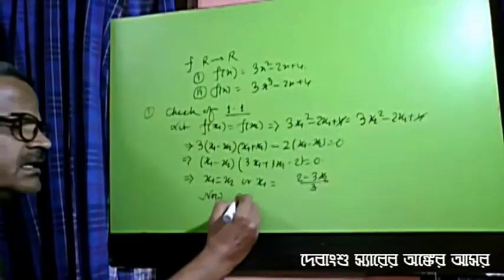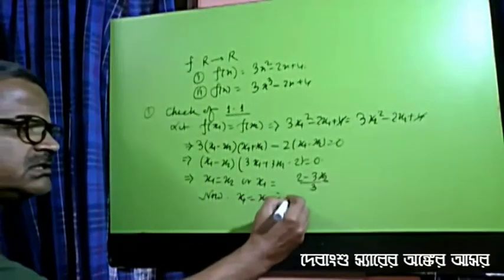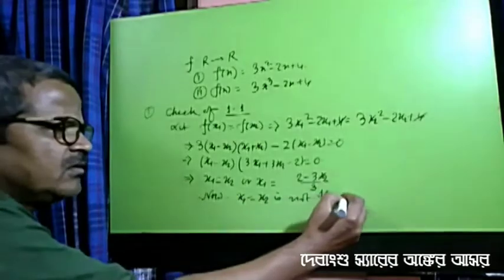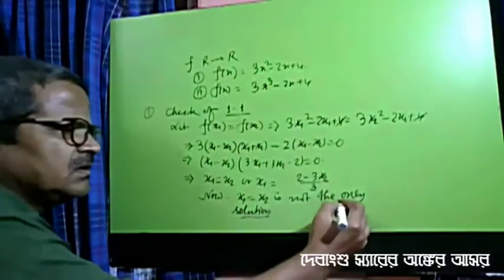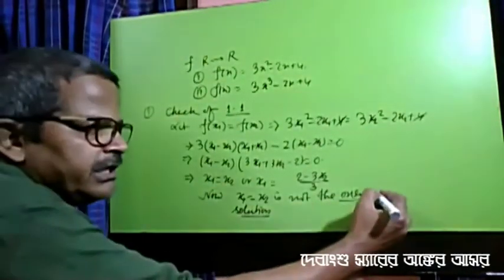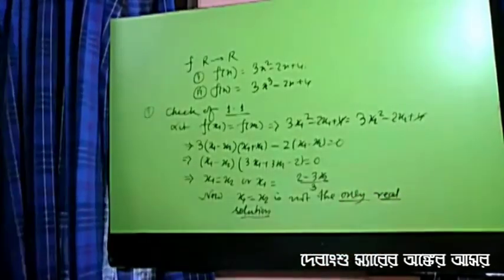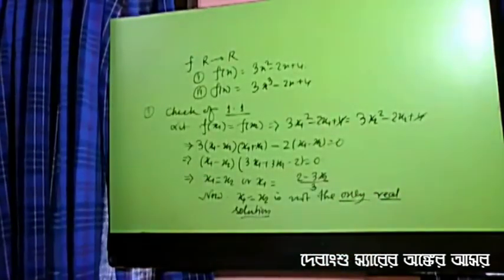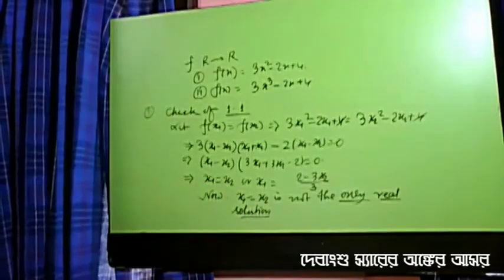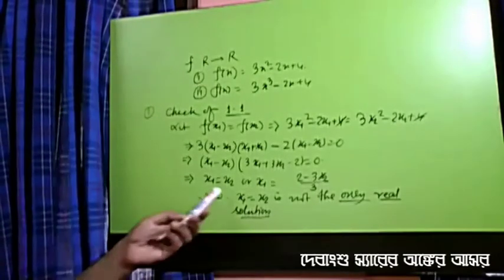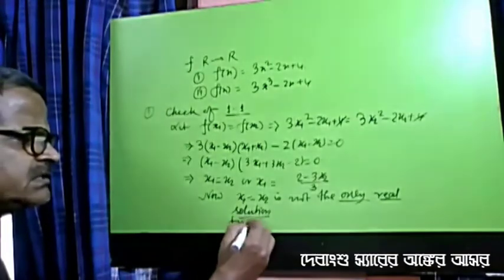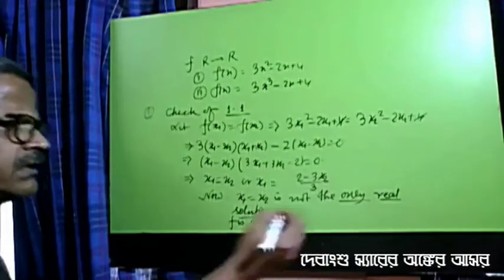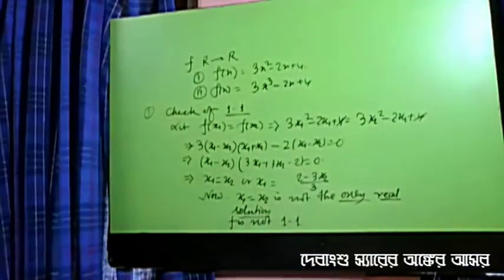Now x1 is equal to x2 is not the only real solution. So this establishes that x1 is equal to x2 is not the only solution. Since it is not the only solution, it is not one-one. Hence, f is not one-one. I repeat the question, sum again.